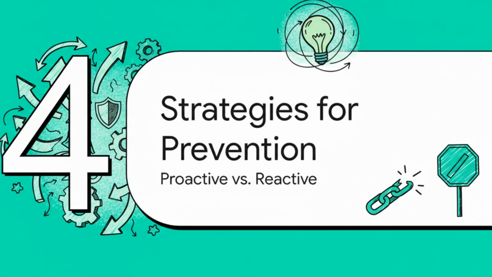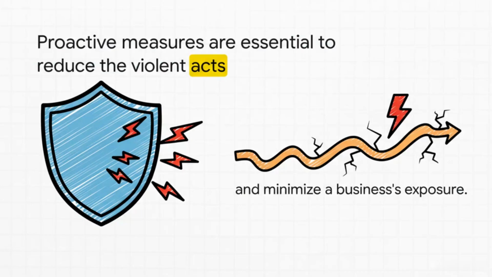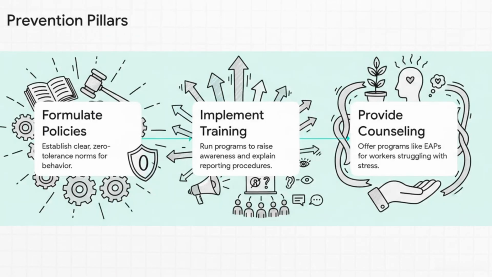So now we get to the most important part. How do we actually prevent this? The whole game here is shifting from being reactive to being proactive. It's about designing an environment where violence just can't get a foothold. Instead of trying to clean up the mess afterward, you have to build the defenses before you need them. A good prevention strategy really stands on 3 pillars.